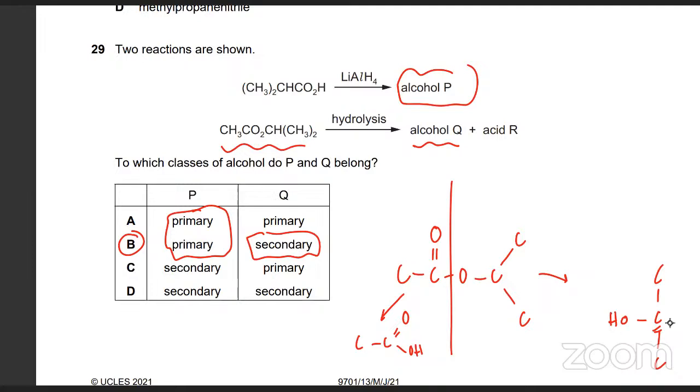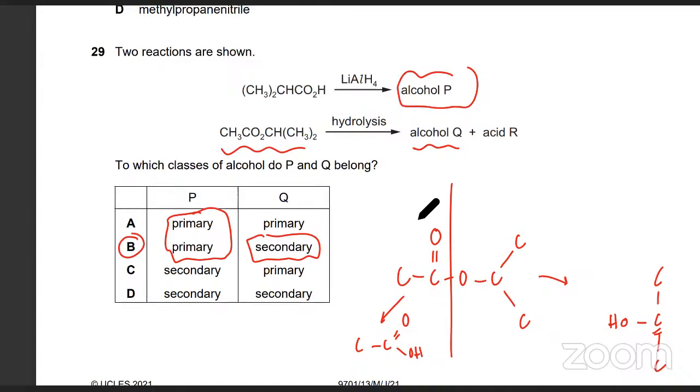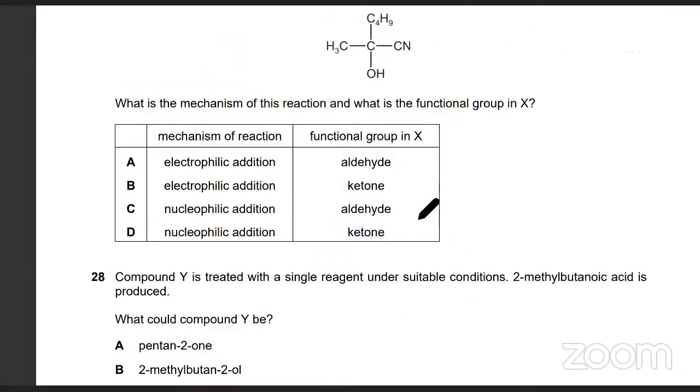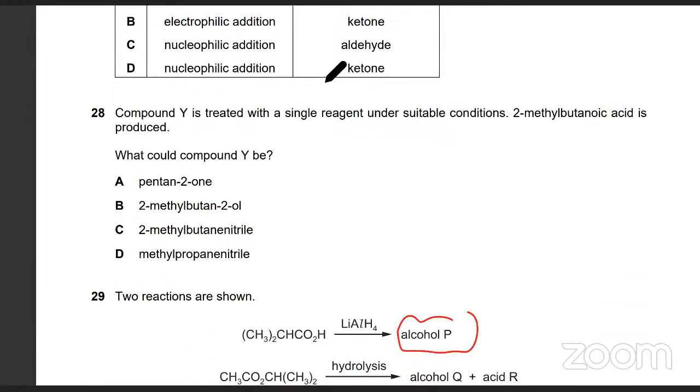Okay, let's move to the next one. Now compound Y is treated with a single reagent under suitable conditions, 2-methyl butanoic acid is produced. What could be compound Y? So you're producing butanoic acid, that's but, and 2-methyl. So on the second one, there's a methyl. So what could be compound Y?